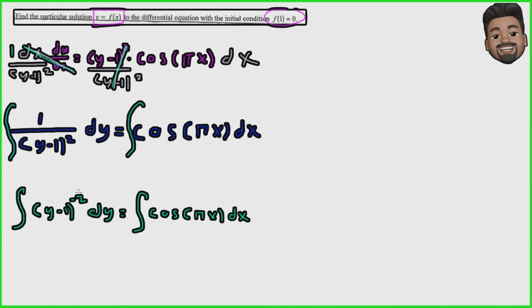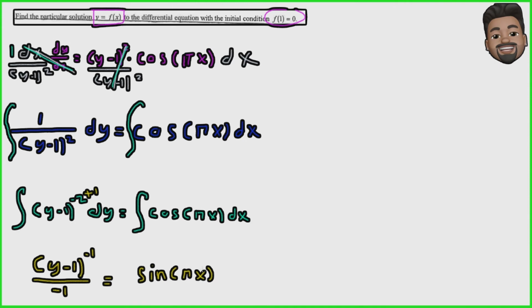Well, what do we do? Well, we're going to add 1, right? So we're going to get, let me write it, y minus 1 to the -1. We're doing the antiderivative, so we need to divide by that. That is equal to, well, what's the antiderivative of cosine? Well, the antiderivative of cosine is sine. So I'm going to do sine of pi x.